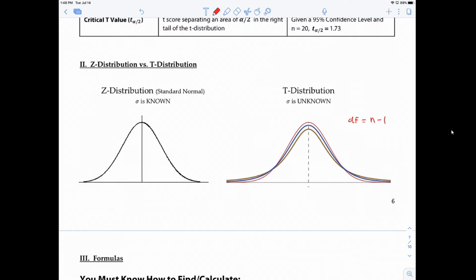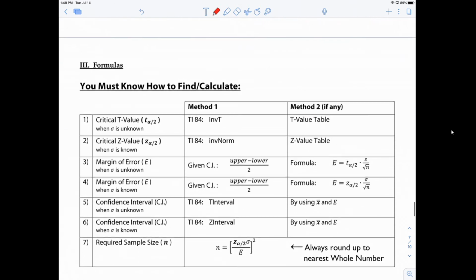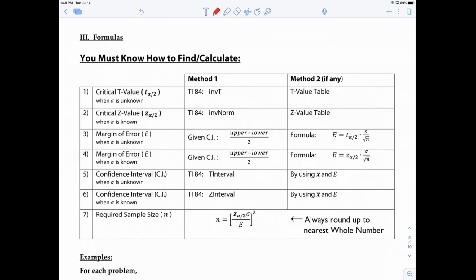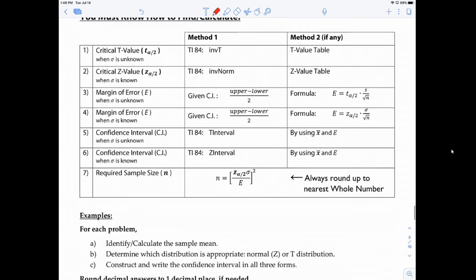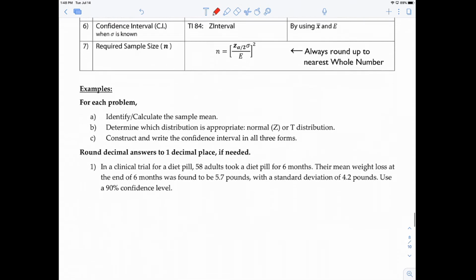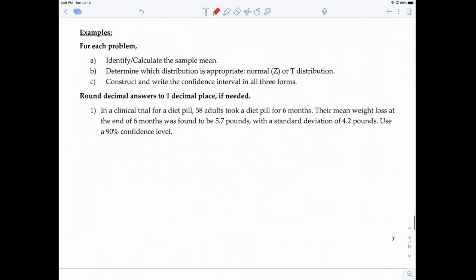All right. So these are formulas that you need to know as well. Just methods in figuring out the different values that you need to know how to find. So let's go ahead and jump right into some problems to see how to do the problems that you're going to be seeing in your homework.